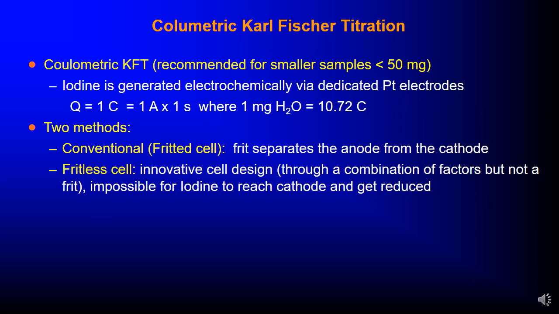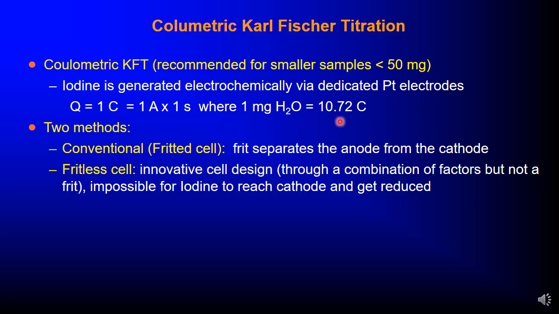Volumetric Karl Fischer titration is also less recommended for smaller samples less than 50 milligrams. So iodine is generated electrochemically via dedicated platinum electrodes, as you can see, where 1 milligram of water is equivalent to 10.72 coulombs.